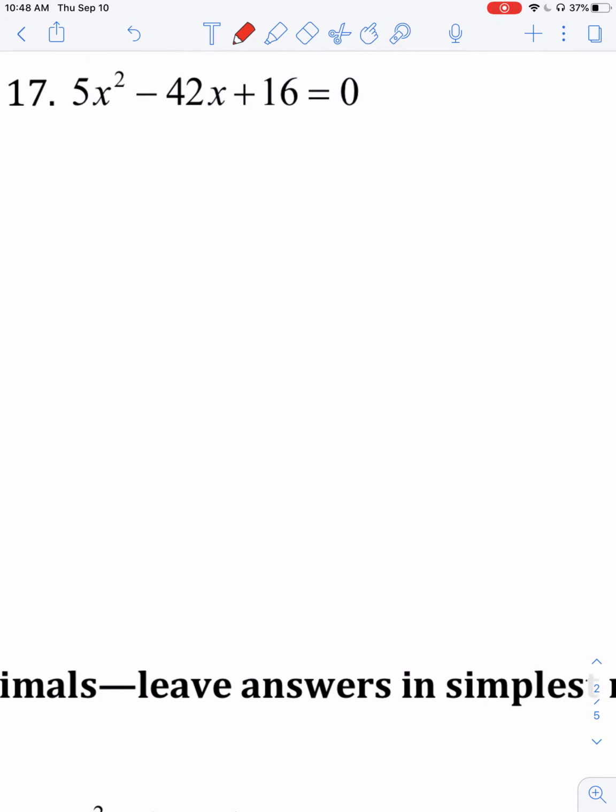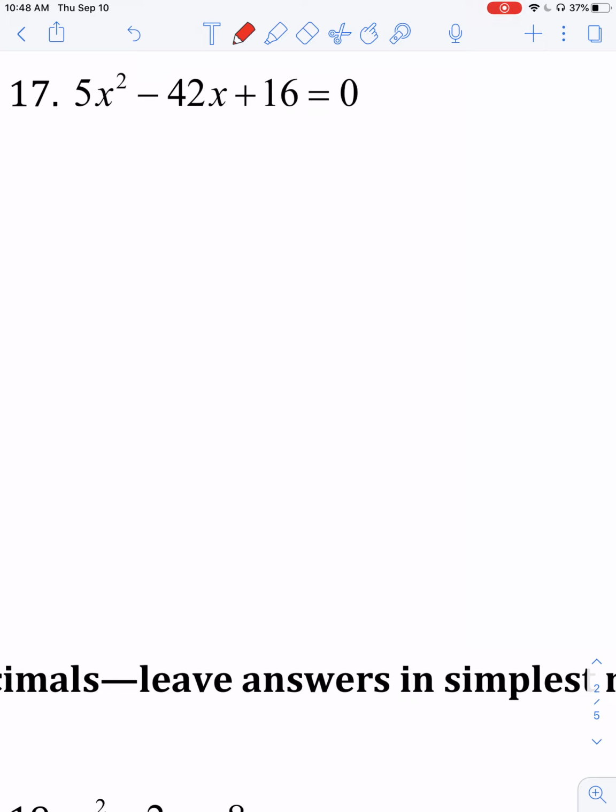When I factor and there is an a, so a number in front of x squared, it changes the steps a little bit. The first thing it changes is that on the top of our big X, it's no longer just C, but it's C times A. So the top of our big X is going to be 16 times 5, which is 80. Now, B always goes on the bottom by itself.